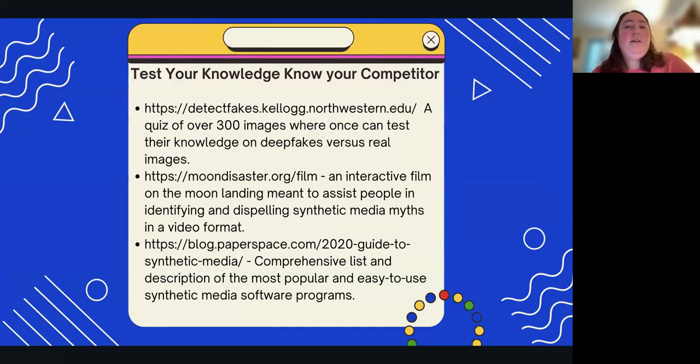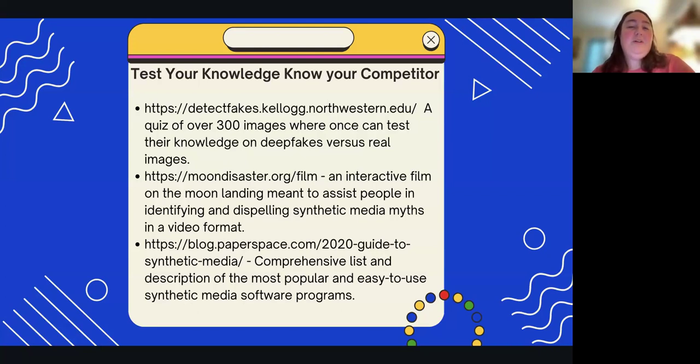So the other thing is you can test your knowledge and know your competitor. detectfakes.kellogg.northwestern.edu, which is very long, has a quiz of over 300 images where you can test your knowledge of deepfakes versus real images. This can also be a really interesting activity for students. They don't have to do all 300, but it's very interesting. And also moondisaster.org is an interactive film about the moon landing, and it's meant to assist people with identifying and dispelling synthetic media myths about video in particular. It's very glossy, it's pretty entertaining. It's also a good activity for students, I think.